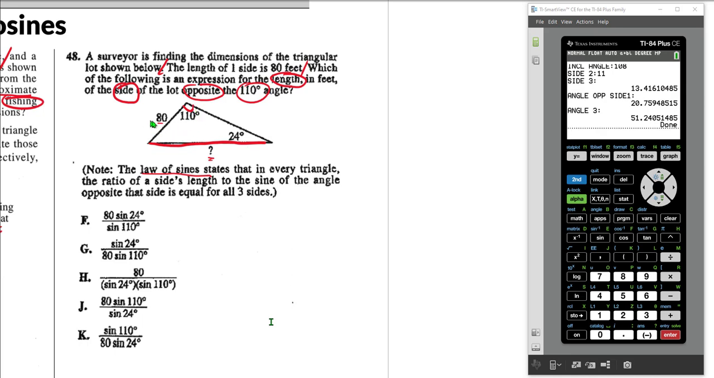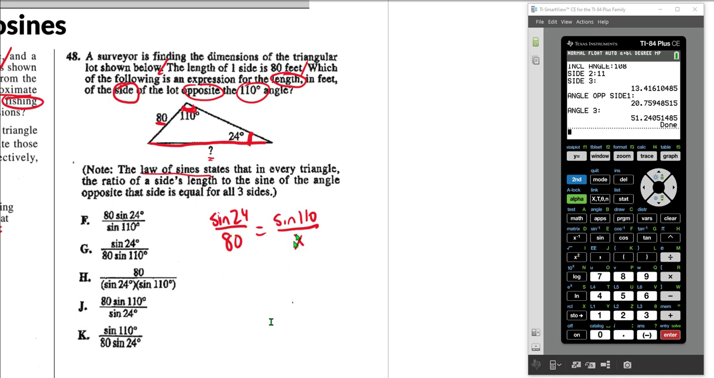So, law of sines, as we did in the last question, we're going to go ahead and set up the law of sines. The law of sines says that the sine of an angle, I'm using the 24 here because we know the length of the side opposite the 24, and that length goes in the denominator of that ratio. So the ratio of the sine of this angle over the length of the side opposite that angle must equal the sine of this angle, the 110 degree angle, over the length of the side opposite that angle.